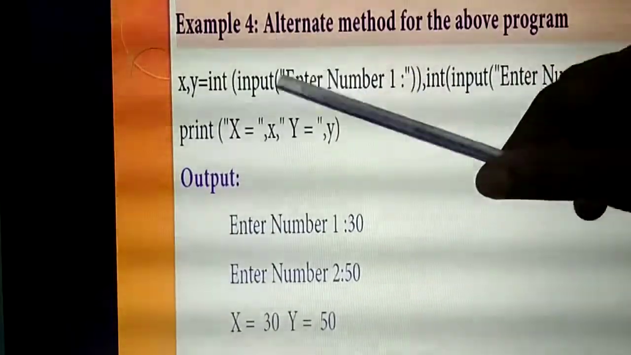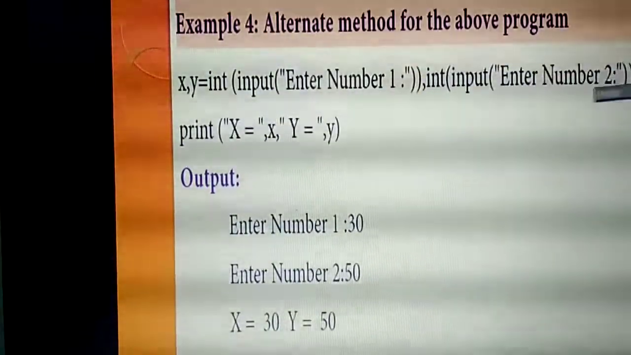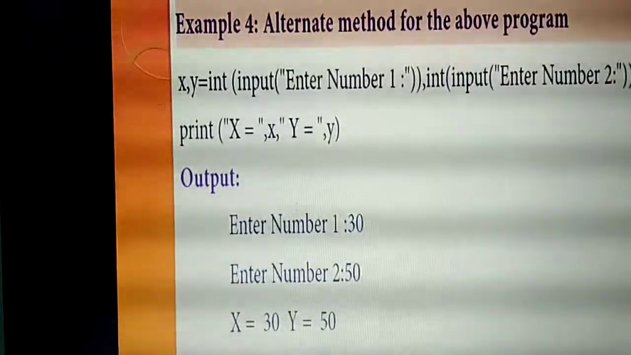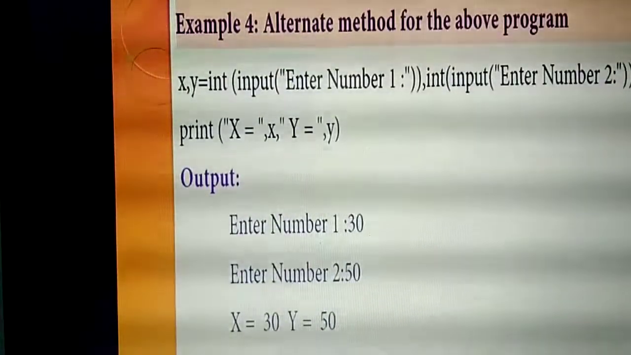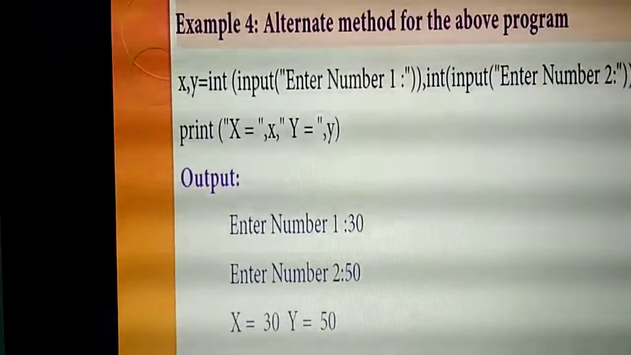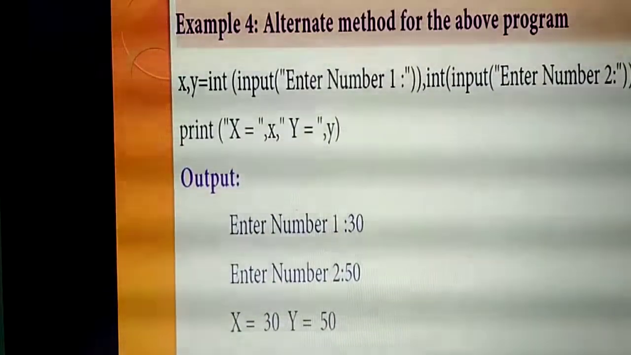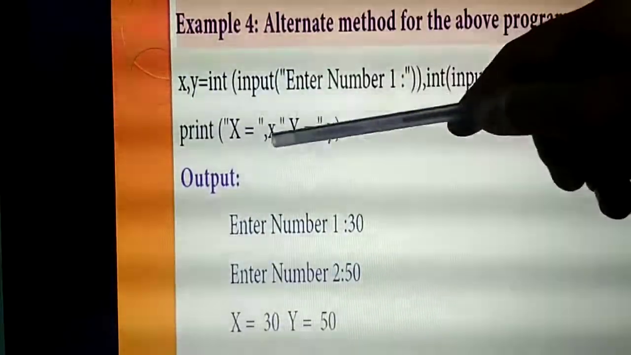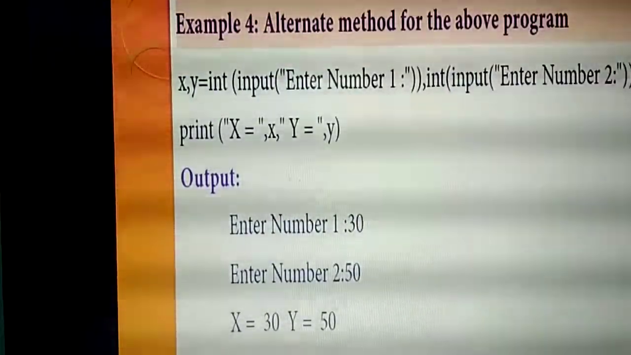Understand? So in the same line I am giving input of 2 numbers, in 2 variables. What are they? x and y. Now I need to print these 2 variables. For that, I am assigning these 2 variables, small x and y, to capital X and Y. Understand what's the meaning of this?